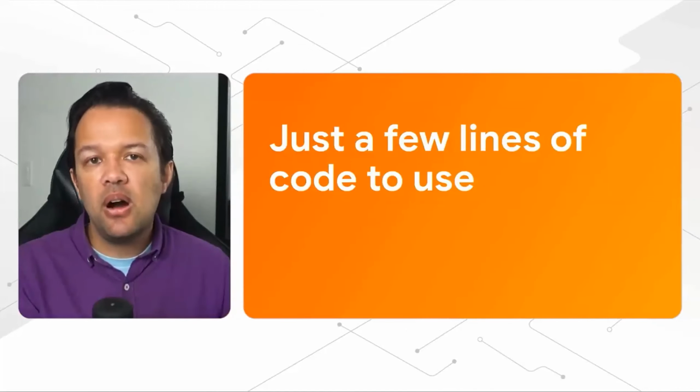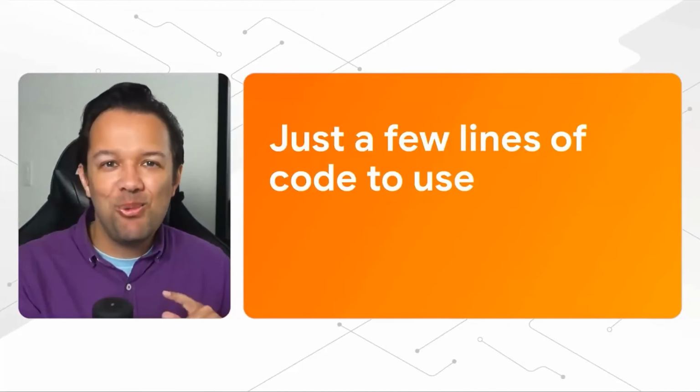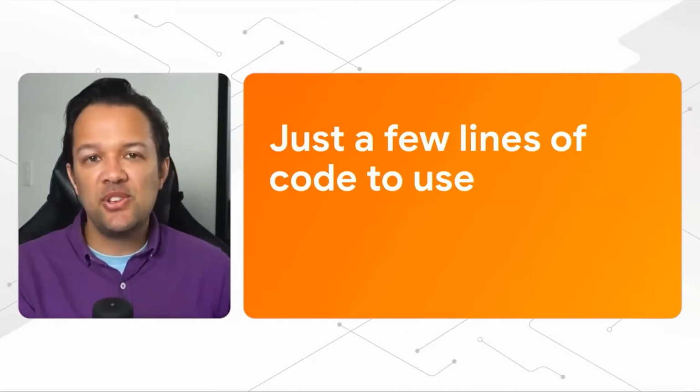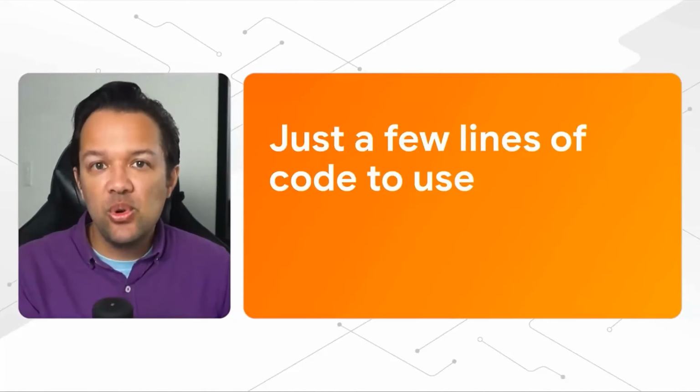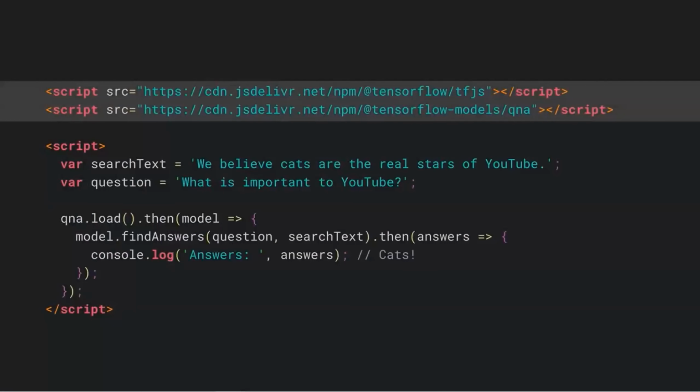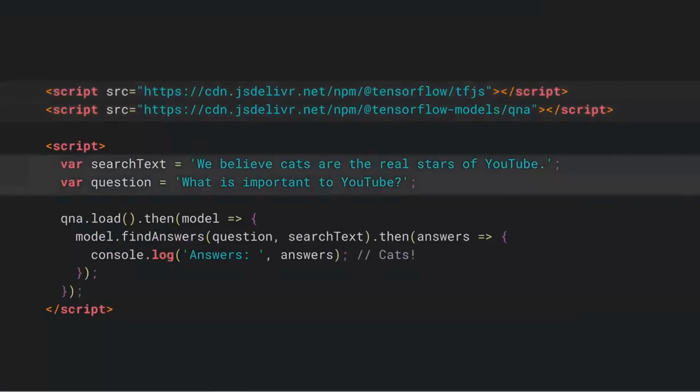Now you might be wondering how hard it would be to make something like this. Well, using a pre-made model in TensorFlow.js is really simple. In fact, the core code fits on a single slide, so let's walk through it. First, we import the TensorFlow.js library and the pre-made model we wish to use, in this case the Q&A model. Next, we can define the text we wish to search. This could be some text on the website, but here we're just going to use a simple string.